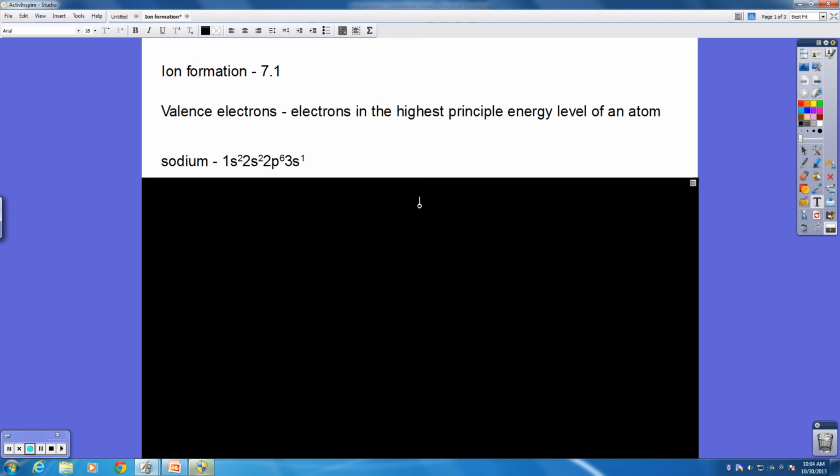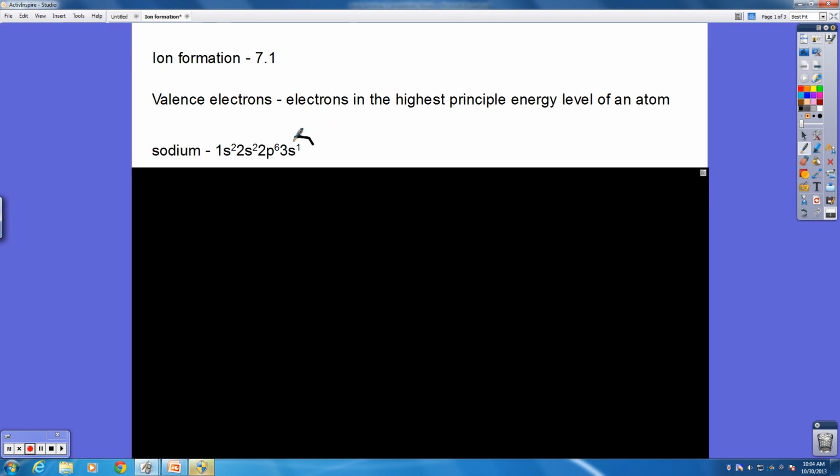So let's take a look at sodium here. Here is sodium's electron configuration, and if we look at the highest principal energy level, that's going to be 3s1, meaning sodium has one valence electron, which is what you'd expect based on the trend. Now remember, this is why all elements in a similar column have the same number of valence electrons, because if you look at the next element down, which is potassium, potassium ends up with 4s1, so that would be the one valence electron.